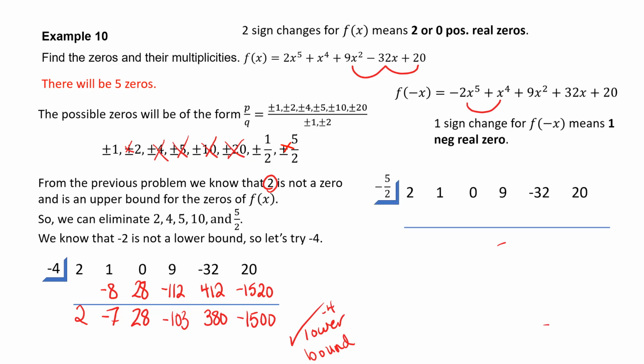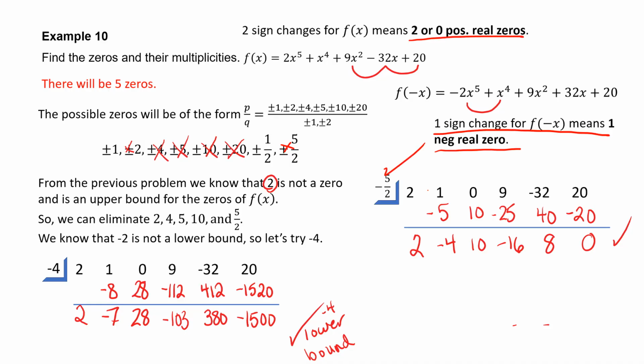We'll try -5/2. And when we stick that in, bring down the 2, multiply it, you get -5, -4, 10, add it, -25, -16, 40, 8, 20, negative 20, and 0. So negative 5 halves is a 0. And if you remember, we just found out that there's one negative real 0 by using Descartes' rule of signs. So that's it, negative 5 halves. That's the only negative real 0 there is.